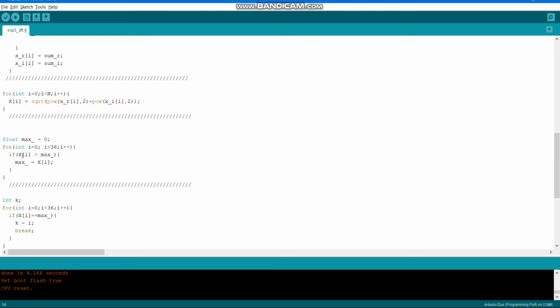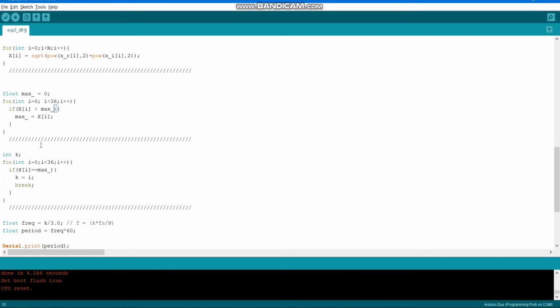So from 0 to 36, I am checking if the value of x of i is greater than max dash. I am changing the value of max dash to the x of i value. In this way we'll get the maximum value in the first 36 samples. Now I need to find the index of this value also.